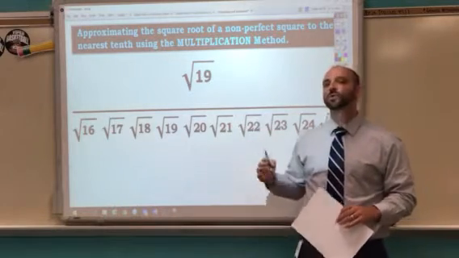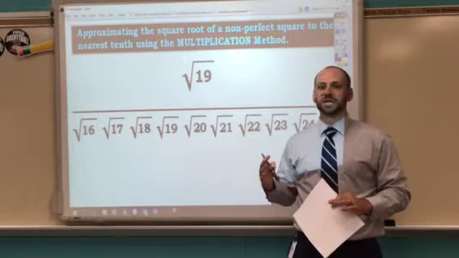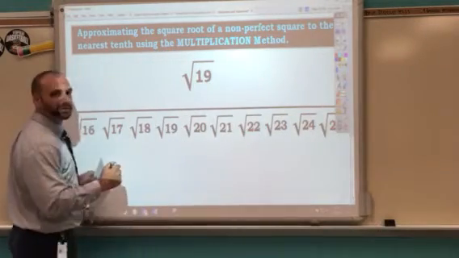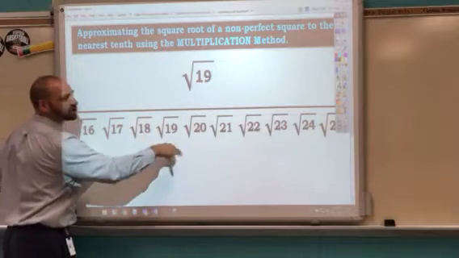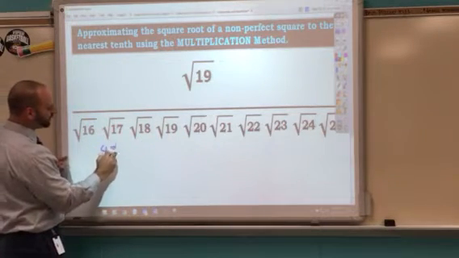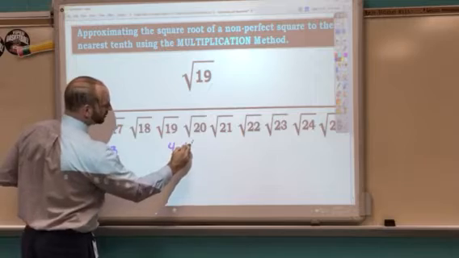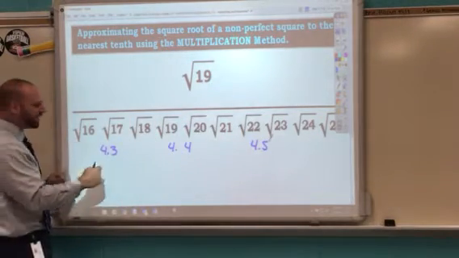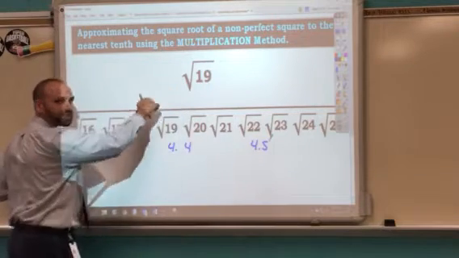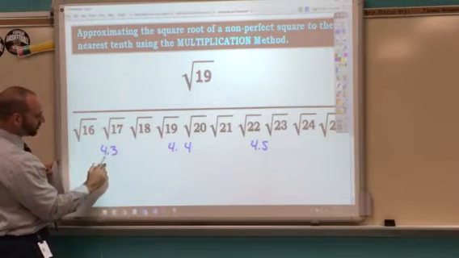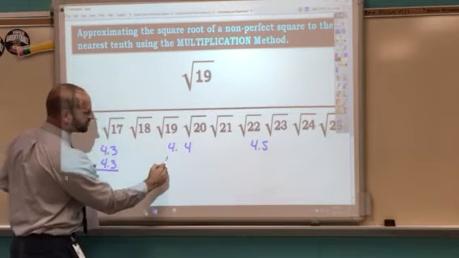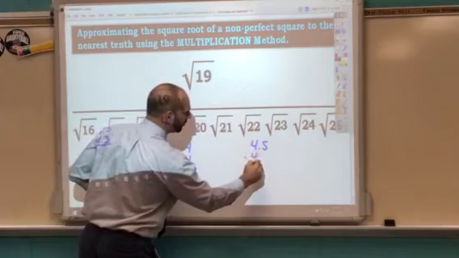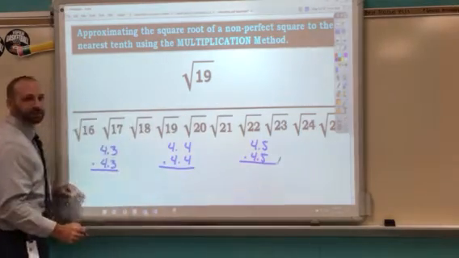Now, let's say we weren't quite sure it was 4.4 and we needed to check our answer. What we're going to do is take anything that's close. So let's say 4.3, 4.4, and 4.5. And what we do is square each one of these numbers and see how close we get to 19. So we're going to square 4.3, 4.4, and 4.5.